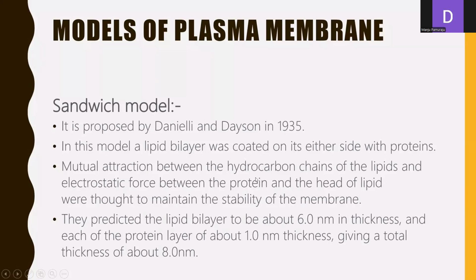So mutual attraction between the hydrocarbon chains of the lipids and electrostatic force between the proteins and the heads of the lipid are thought to maintain the stability of the membrane. So they predicted the lipid bilayer to be about 6 nanometers in thickness and each protein layer of 1 nanometer thickness, giving a total thickness of 8 nanometers. So lipids 6 and on either side 1 nanometer thickness of proteins, so total 9 nanometers according to the sandwich model. This sandwich model was proposed by Danielli and Davson.